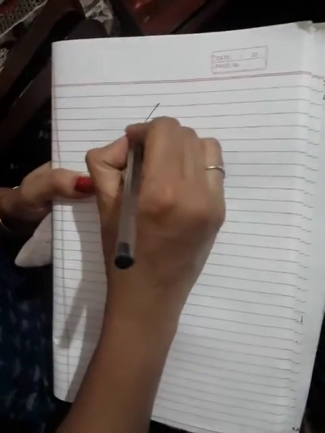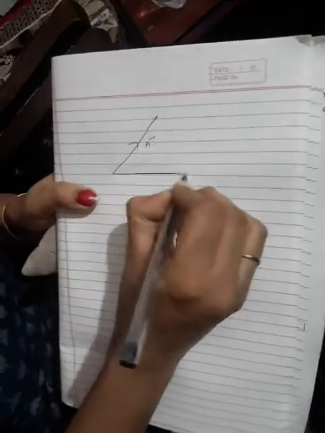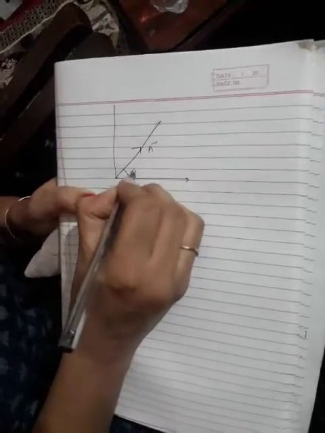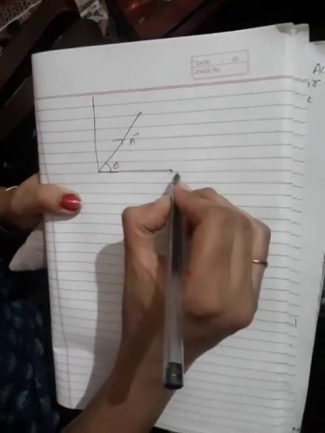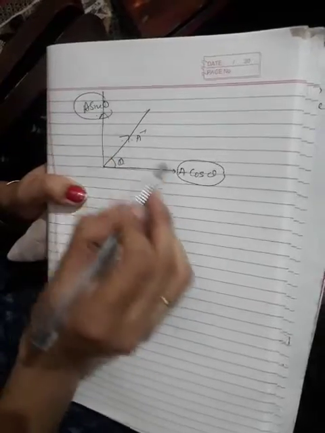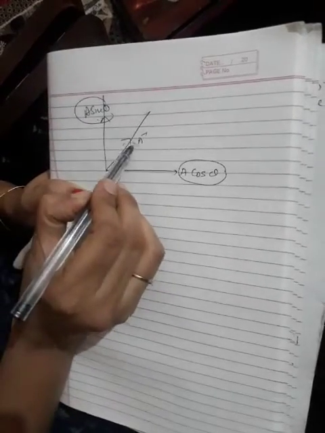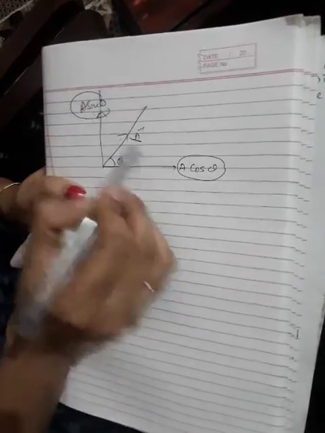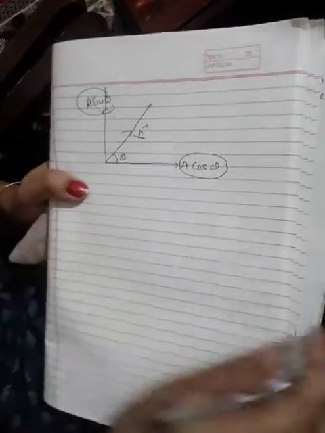That means if I take a vector A, suppose it is making an angle theta with the x-axis, then this is A cos theta and this is A sin theta. So these components will resolve the vector into two vectors. That means here the work of this vector will be split in the x-axis and y-axis.